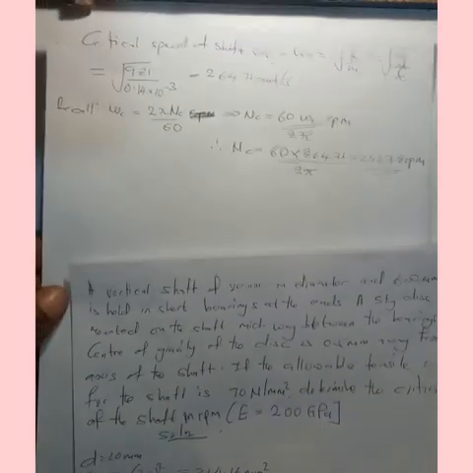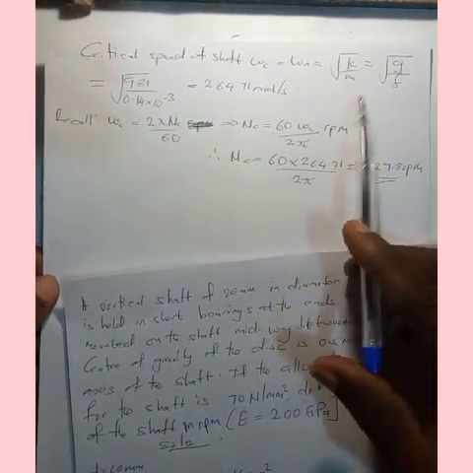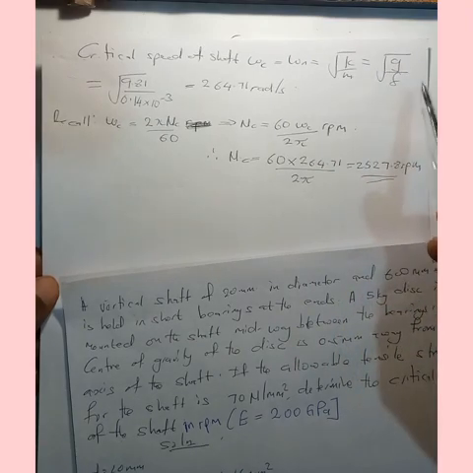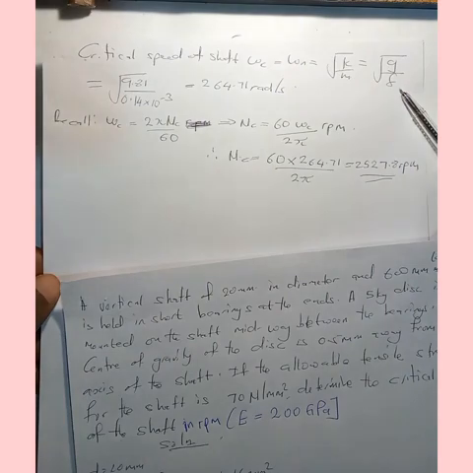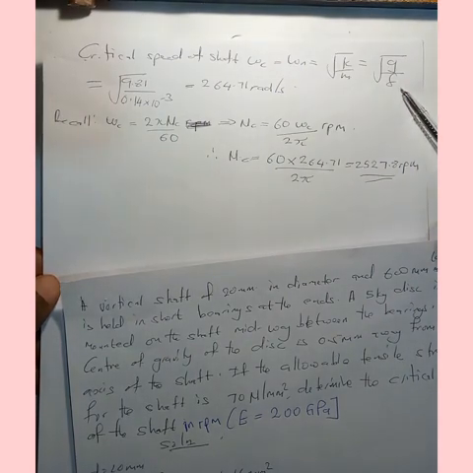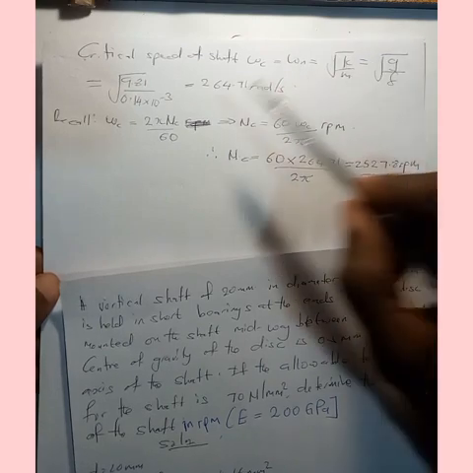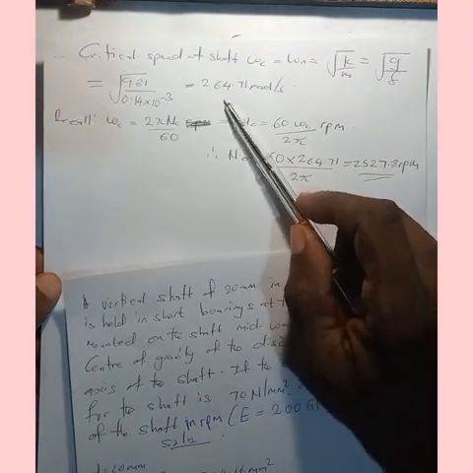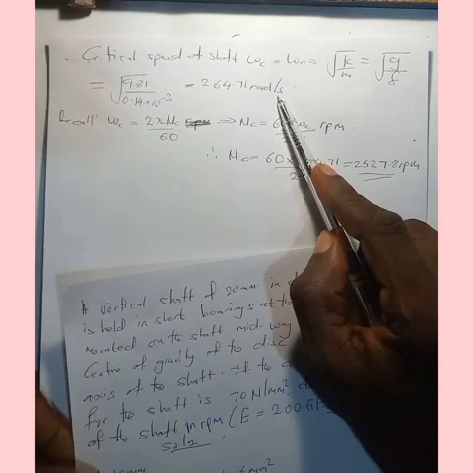Now the critical speed omega c is given by the square root of k over m. It's also given by the square root of g over the static deflection. We already calculated the static deflection as 0.14 millimeter, which is the same as 0.14 × 10^-3 meters. So the critical speed is going to be 264.71 rad per second.